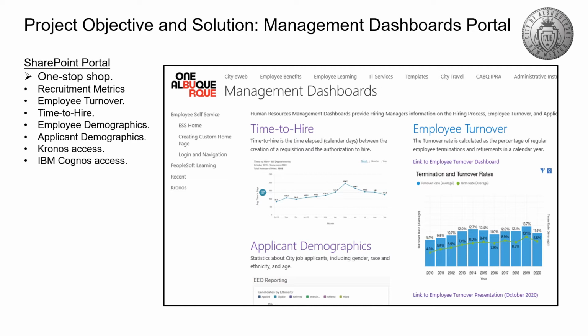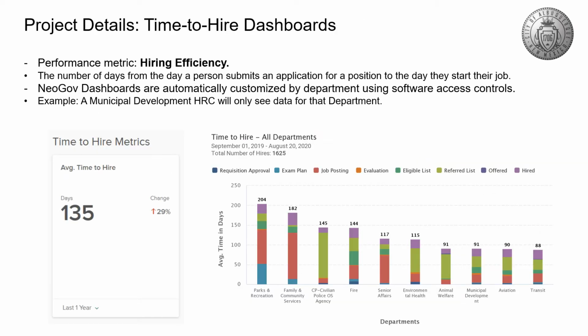Now, some of the dashboards are web-based and available in NeoGov, which is the city's application software suite. And some dashboards will be in IBM Cognos, which require data to be transferred from PeopleSoft into Cognos. A link to the Time to Hire dashboard in NeoGov will be displayed prominently on the site.